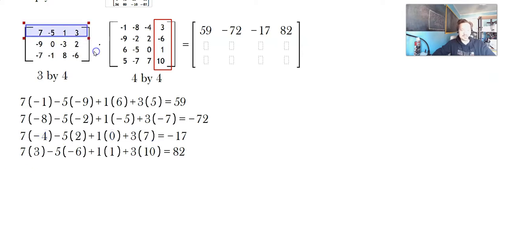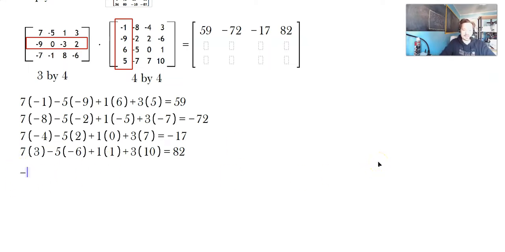Now, at the next stage, you reset everything. In the matrix on the left, you move down to the next row, and then you reset the column back to the first column this way. And then you go to the dot product calculations one more time. So let's go through that process.